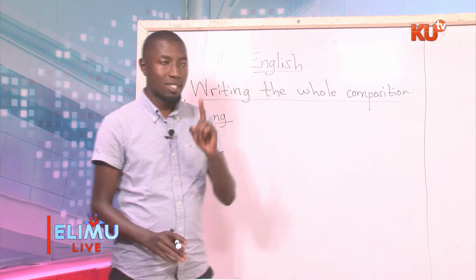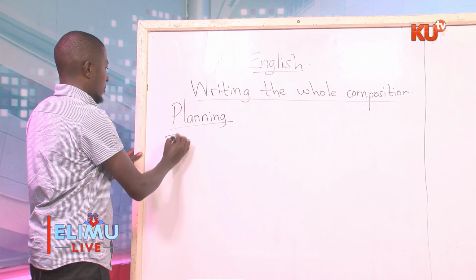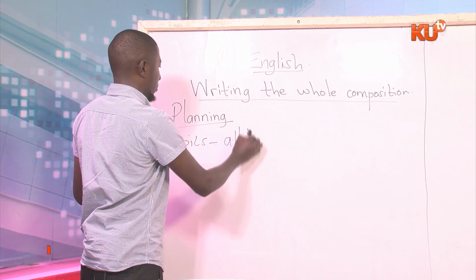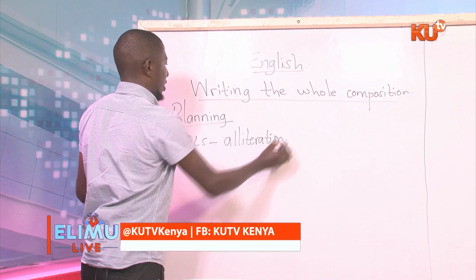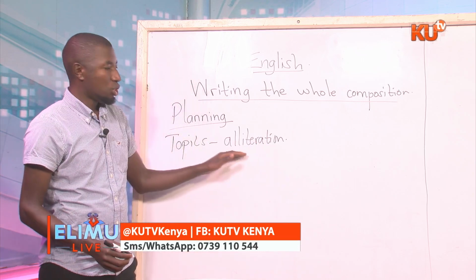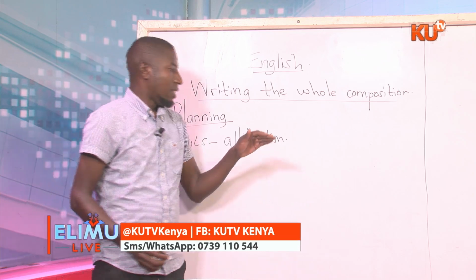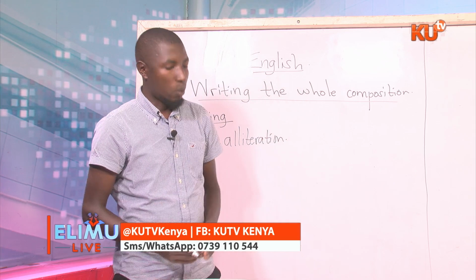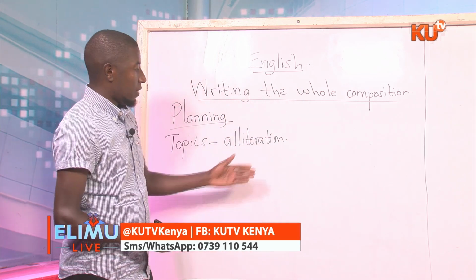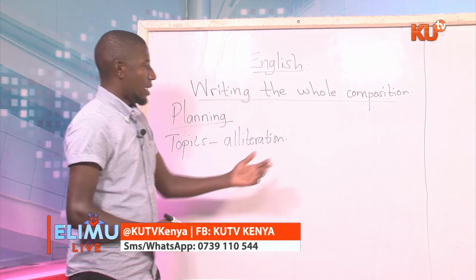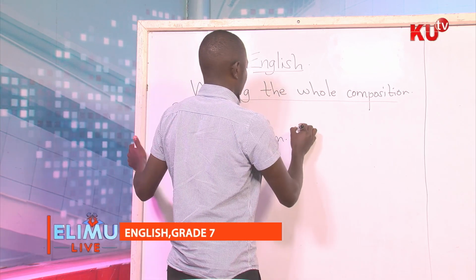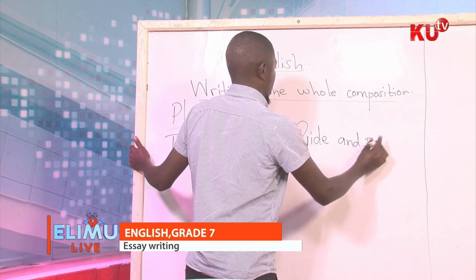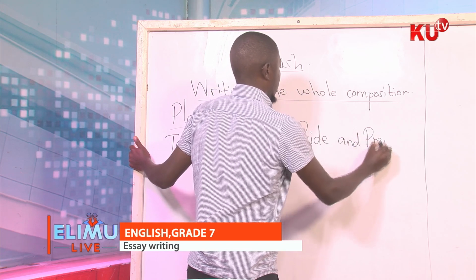And there is a style used in writing topics. When writing topics, one of the styles that you can use is alliteration. Alliteration is a repetition of sounds, especially in a sequence. Let me give an example of a topic. Let's say we are writing about pride and prejudice. Pride and prejudice.